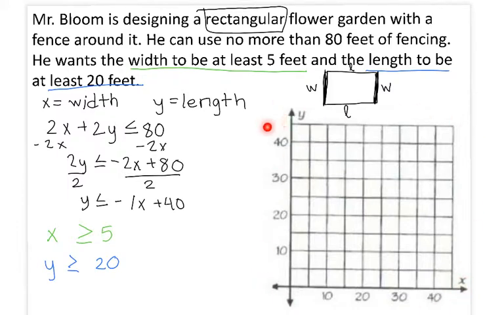On your paper, on the far right side, 40, this is in slope-intercept form. 40 is our intercept, so we're going to go onto our graph and graph a point at 40. And our slope is negative 1, so we're going to go down 1 and to the right 1. That will give us another point. Then we draw a line through those points.